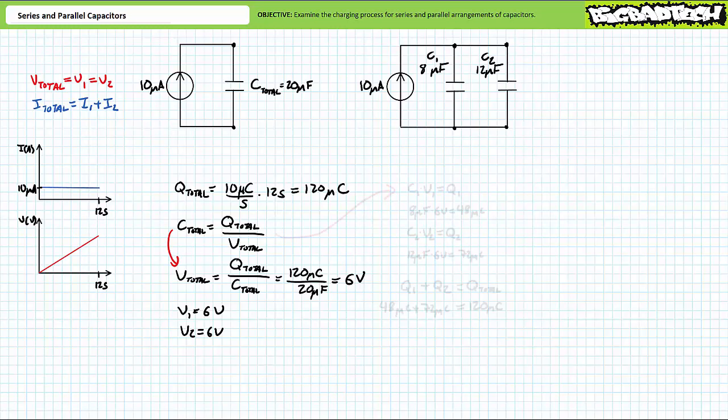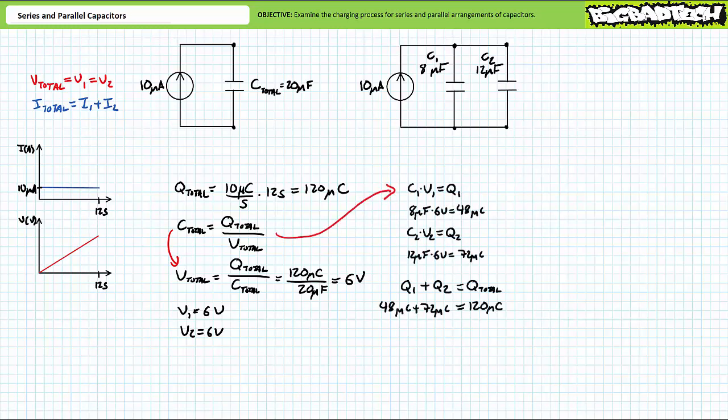Allow me to demonstrate. Given capacitance equals charge divided by voltage, an algebraic rearrangement of this expression also suggests that charge equals capacitance times voltage. Substituting our given values for C1 at 8 microfarads and V1 at 6 volts yields a charge of 48 microcoulombs. Substituting our given values of C2 at 12 microfarads and V2 at 6 volts yields a charge of 72 microcoulombs. Note 48 plus 72 yields our total charge of 120 microcoulombs.